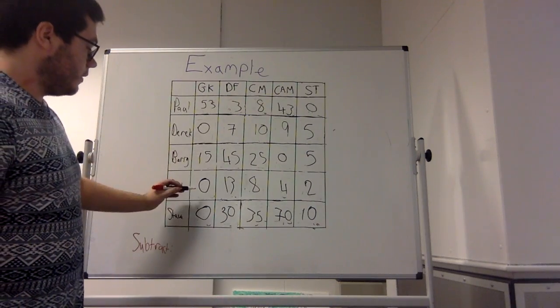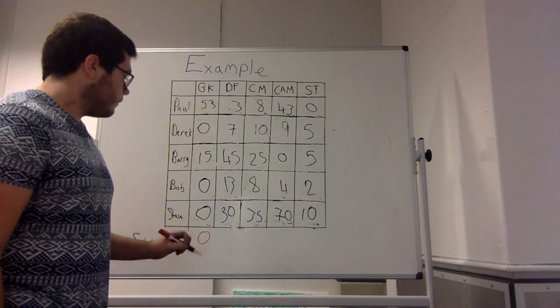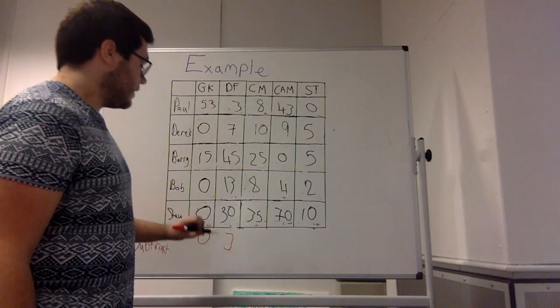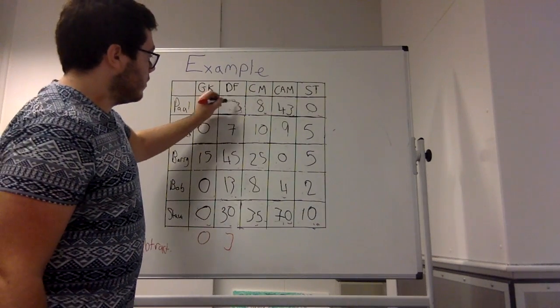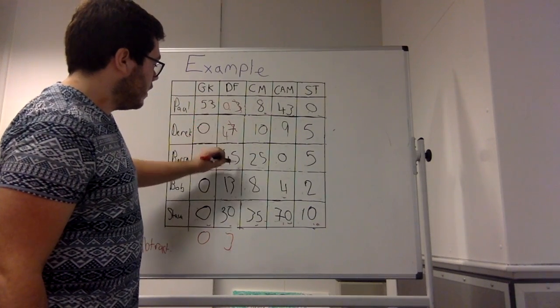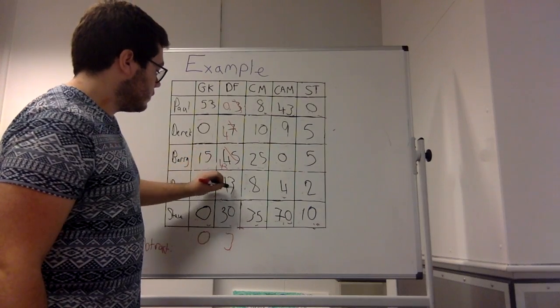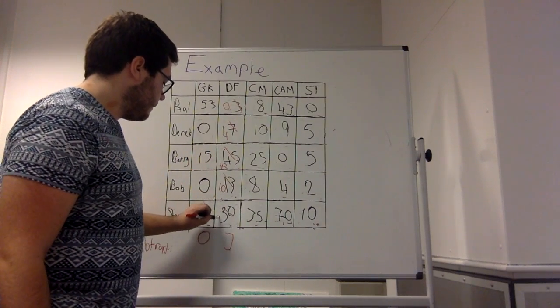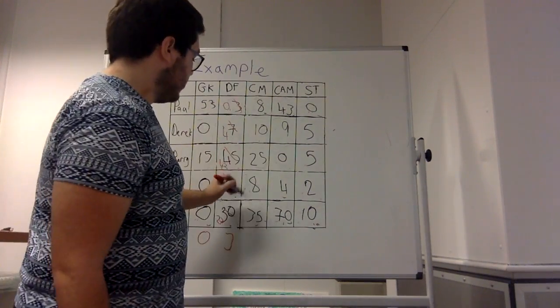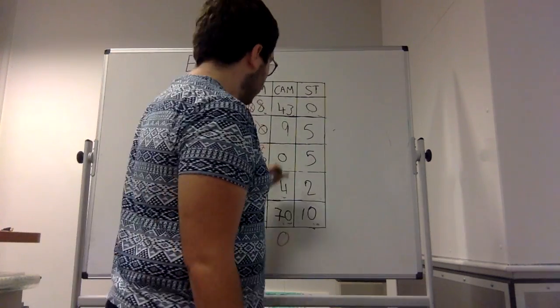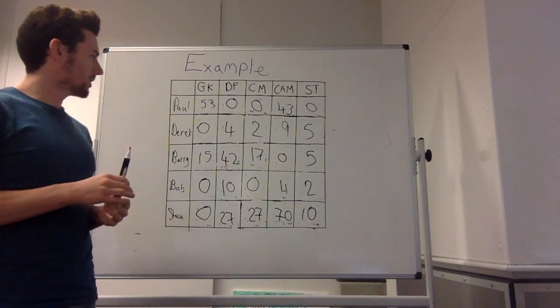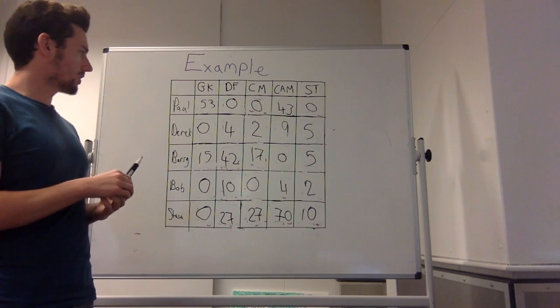This one, the minimum element in the column is 0, so nothing needs to change. Here the minimum element is 3, so we need to take out 3 of each of these. This makes this one be 0, this one be 4, this one be 42, this one 10, and this one 27. Now with the new values in the matrix, we now have at least a 0 in each column and row.